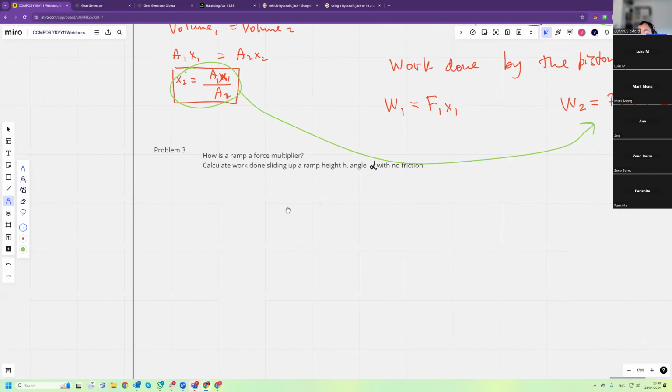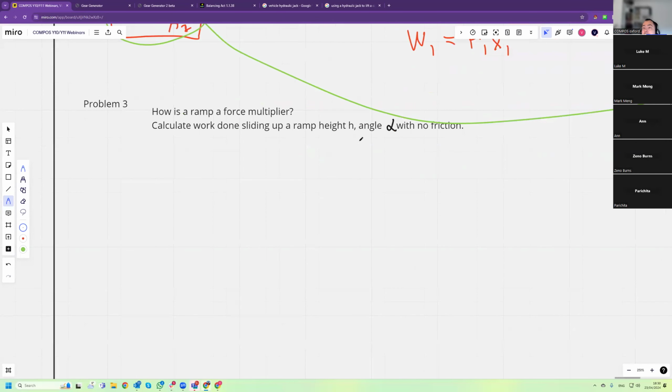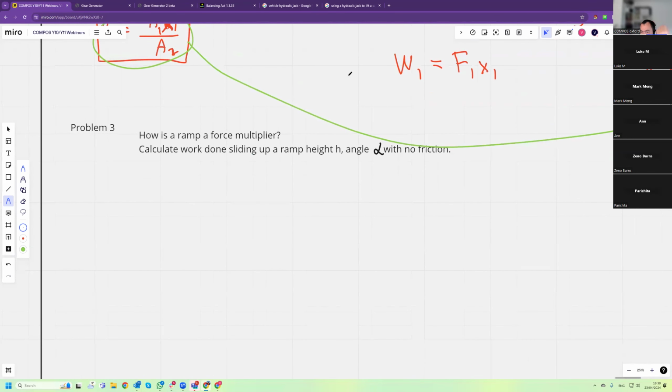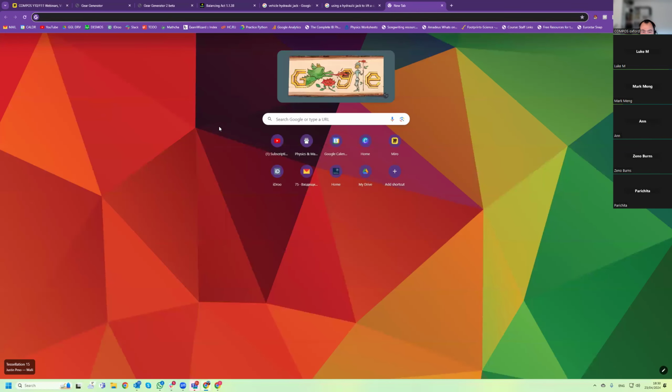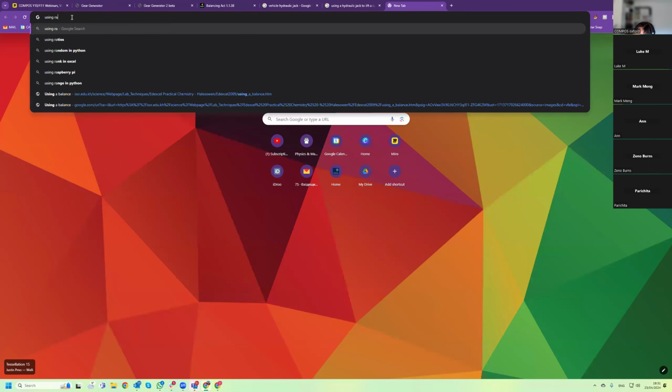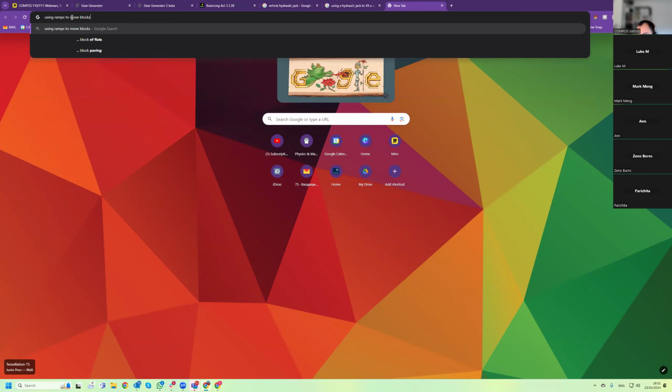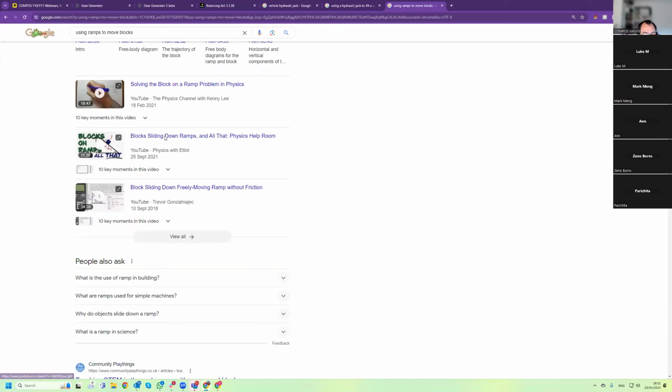Okay. Another force multiplier is a ramp. You might have seen ramps being used to lift heavy things. The first example that comes to mind somehow is the construction of pyramids, although I don't think anyone knows exactly how they were built, but we have a rough idea. So using ramps to move blocks.